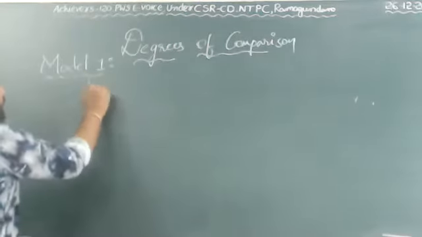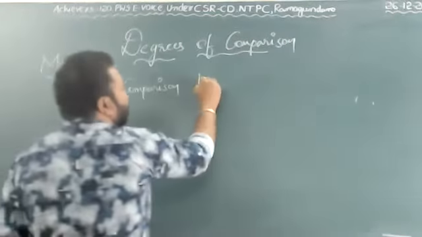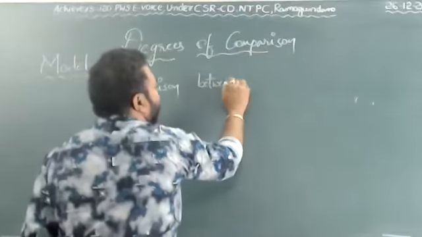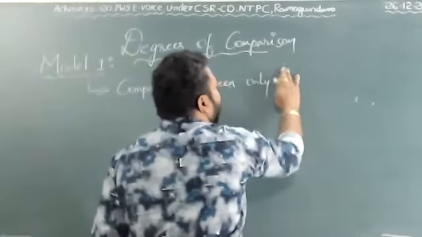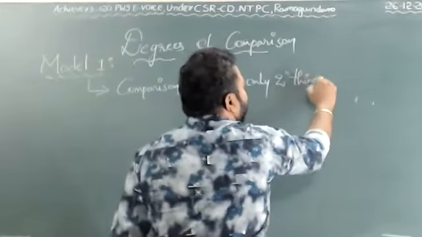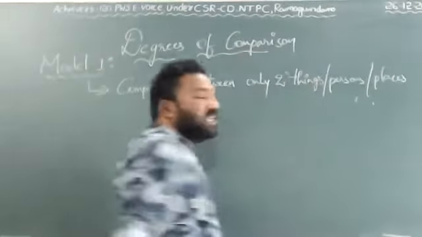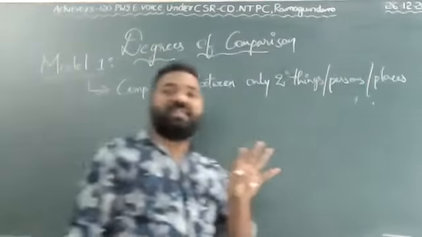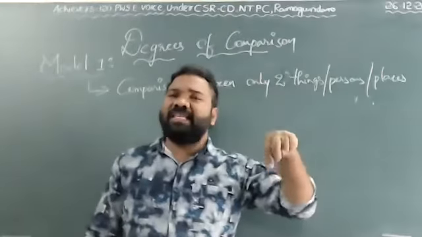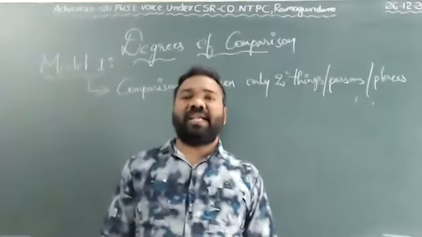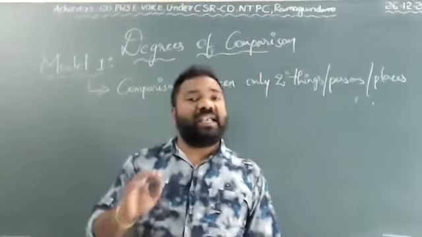In Model number 1, the comparison is between only two things or persons or places. Is it clear, students? Model 1 tells that comparison takes place only between two persons or two places or two things. So in this scenario, does the superlative degree work? It doesn't work.